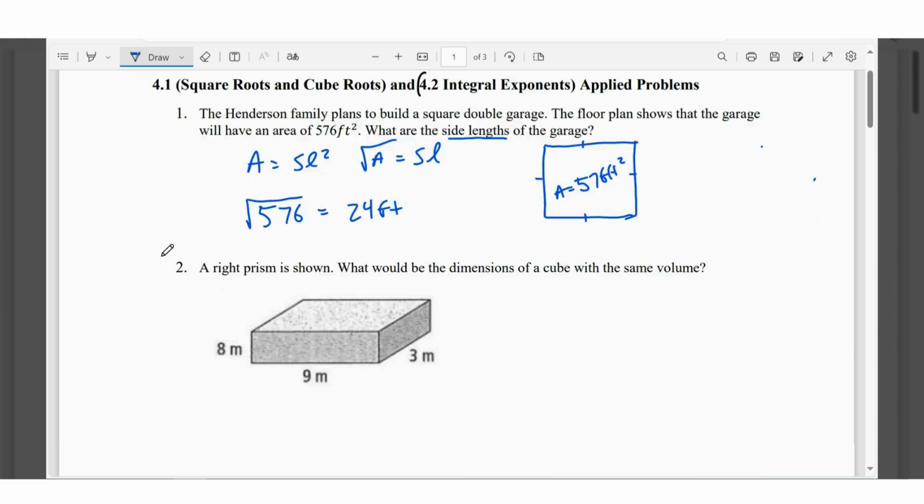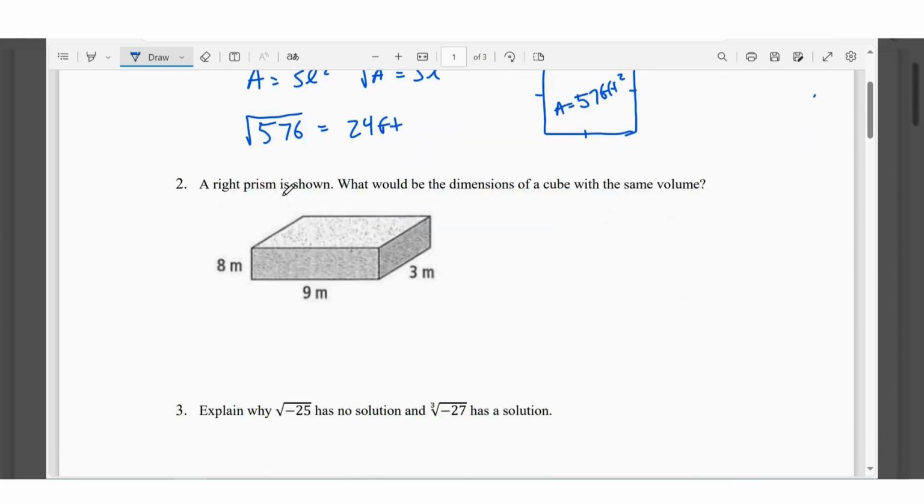There you have it. Next one, a right prism is shown. Visually, I feel like the lengths are a little bit off. I would say maybe this is 3 meters, maybe this should be 8 meters. What would be the dimensions of a cube with the same volume? Okay, so we want to know what would be the dimensions. We've got a cube, and we want to know not just one side length, but all of the side lengths. Those are the dimensions. And we want it to be the same volume as this right prism right here. So let's figure it out.